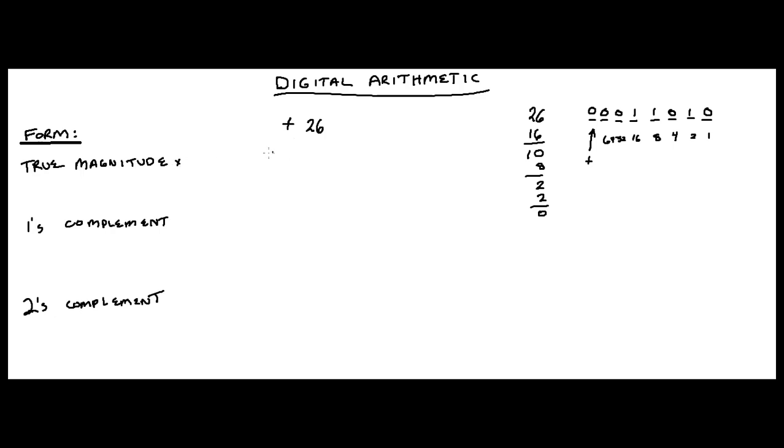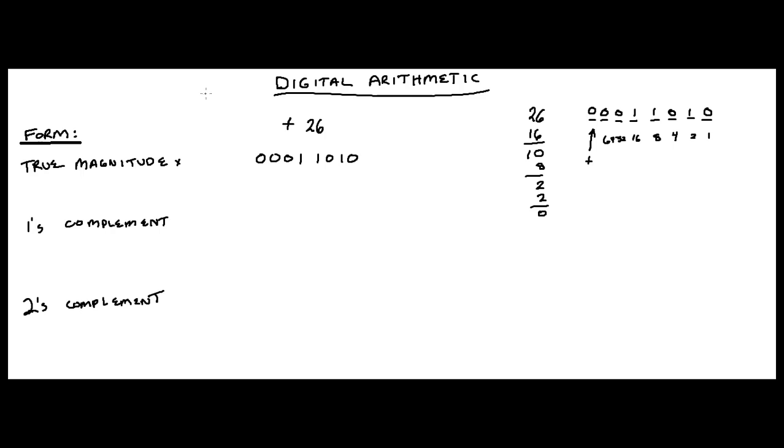And let me just write that down. It's going to be 0, 0, 0, 1. Now here's a tip for you. When writing your digital numbers, put a space in. Group them in groups of 4. Okay, so here's 4, and then we have 1, 0, 1, 0. Okay? So now with this one, that's your true magnitude.